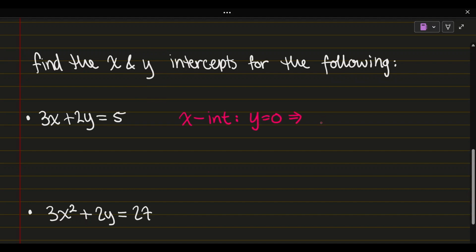For this equation, that means I have 3x plus 2 times 0 equals 5. So 3x equals 5, and x equals 5/3, dividing both sides by 3. So this tells me that my x-intercept is the point 5/3, 0, because it's when y equals 0. So it'd be that point.